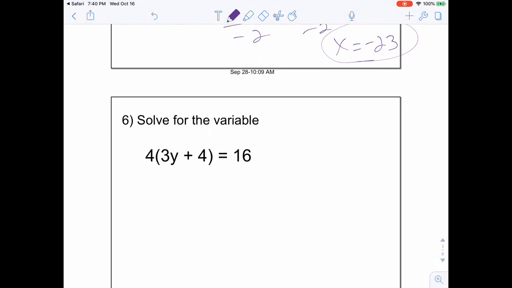Number 6, solve for the variable. Again, getting slightly more difficult. I'm going to distribute here. 12y plus 16 equals 16. I would normally see if I can combine like terms after that. Here I don't have to.